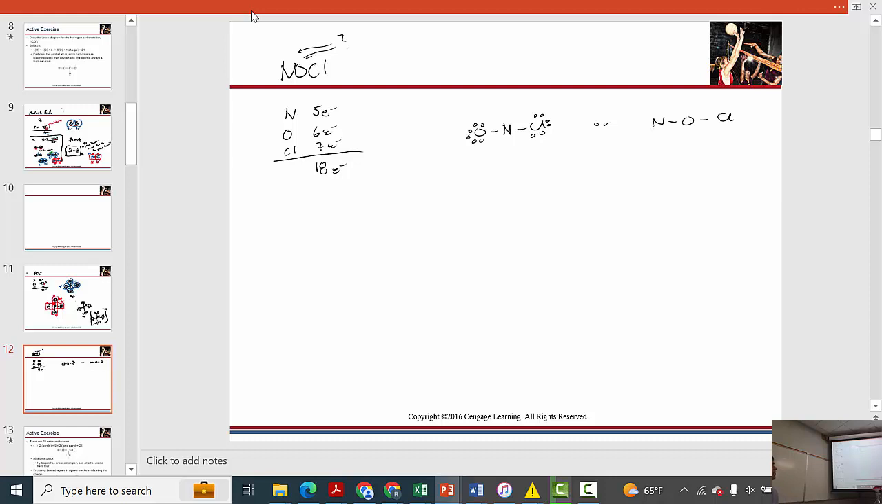Okay, then let's figure out how many electrons we used. 16. So this is 16 electrons. We have 2 electrons left over. What should I do with those 2 electrons that are left over? Yeah, let's throw them on nitrogen. Okay, so now I'm at 18 electrons, so that checks out.